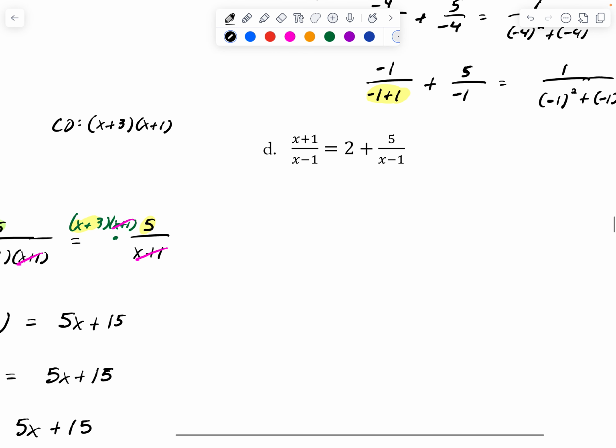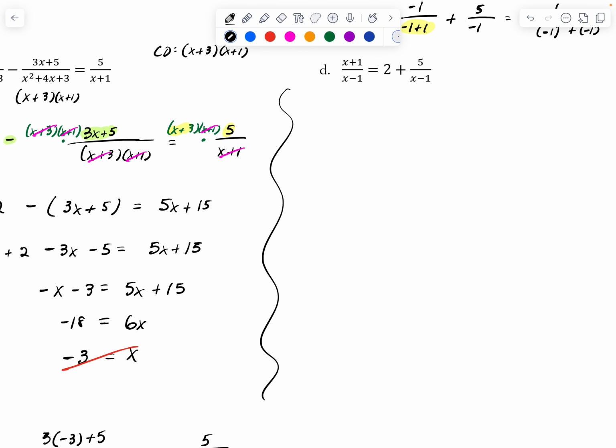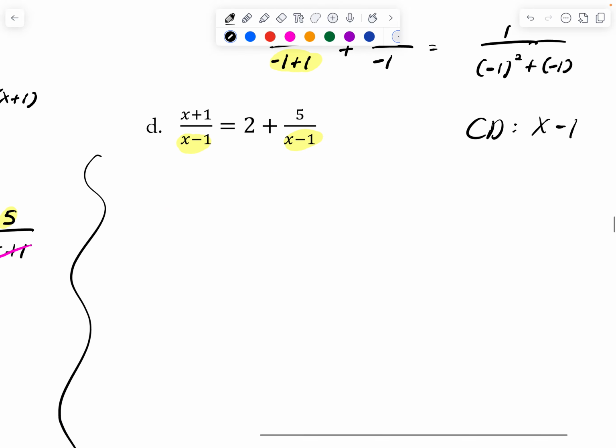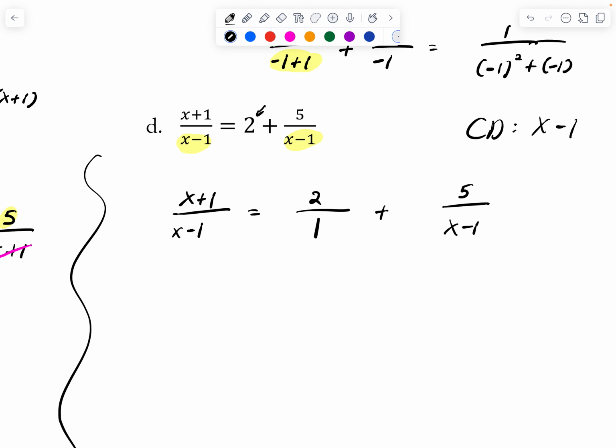All right, so last one. So this one, my common denominator, I only have one of these denominators here, so that's easy enough. It's going to be x minus 1. The tricky one with this one is that I don't have a denominator for this term 2, so I put it over 1. And I'm going to multiply every numerator by x minus 1. Now it's definitely going to cross out twice here.